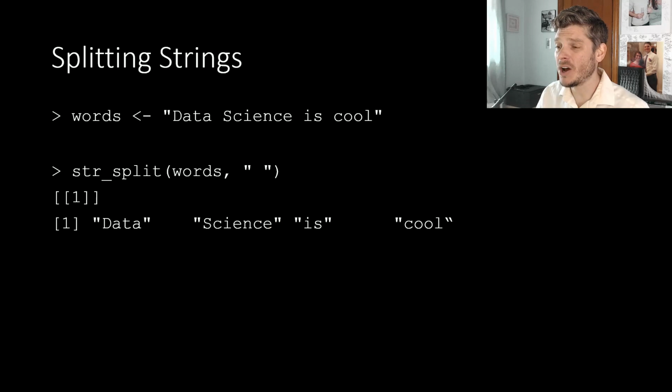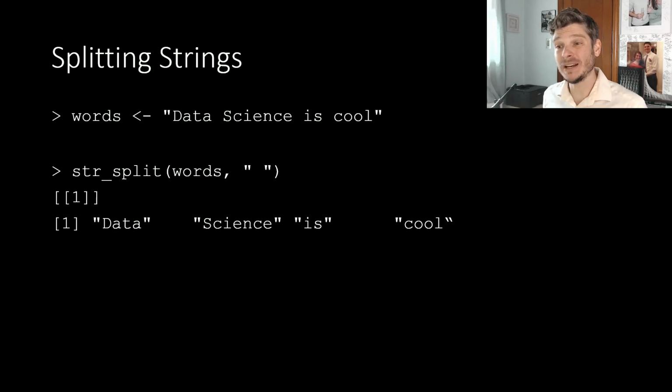And if I run my code, I get data, science, is, cool, and see how they're all separate elements now. They all have their own sets of quotes, so now I have 4 elements instead of 1 element. Remember, the original way I stored words, it was 1 element, right? It was that whole sentence, it was 1 element.